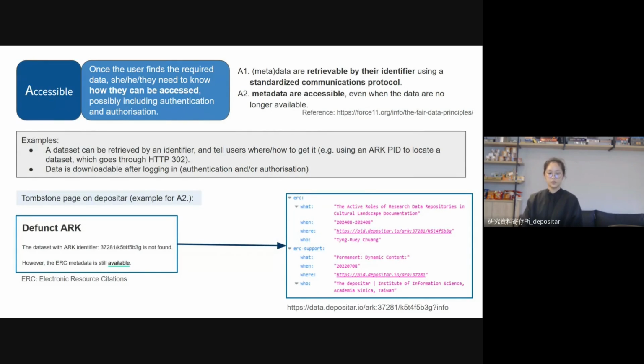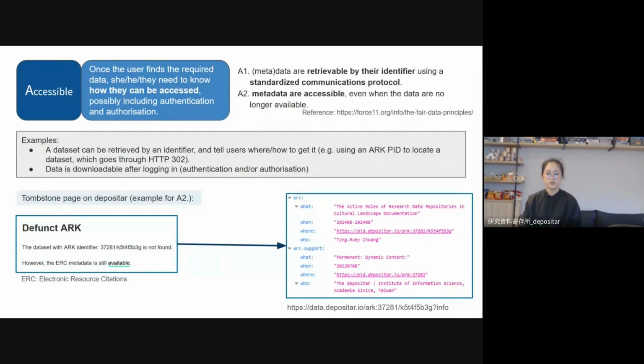The second principle is accessible. Once the user finds the data, they need to know how it can be accessed, possibly including authentication and authorization. For example, a dataset with an ARC identifier can be retrieved via ARC. And specifically for ARC, they use the HTTP 302 standardized communication protocol.